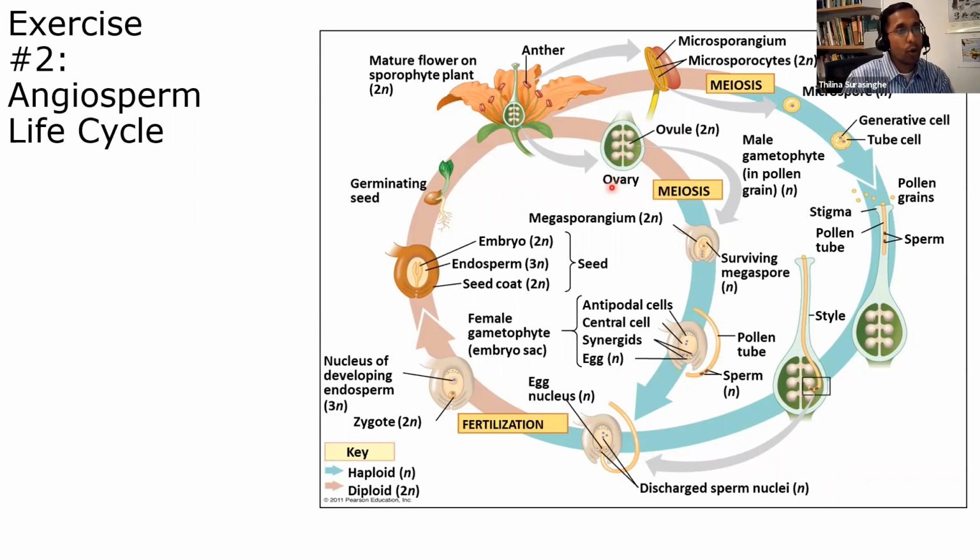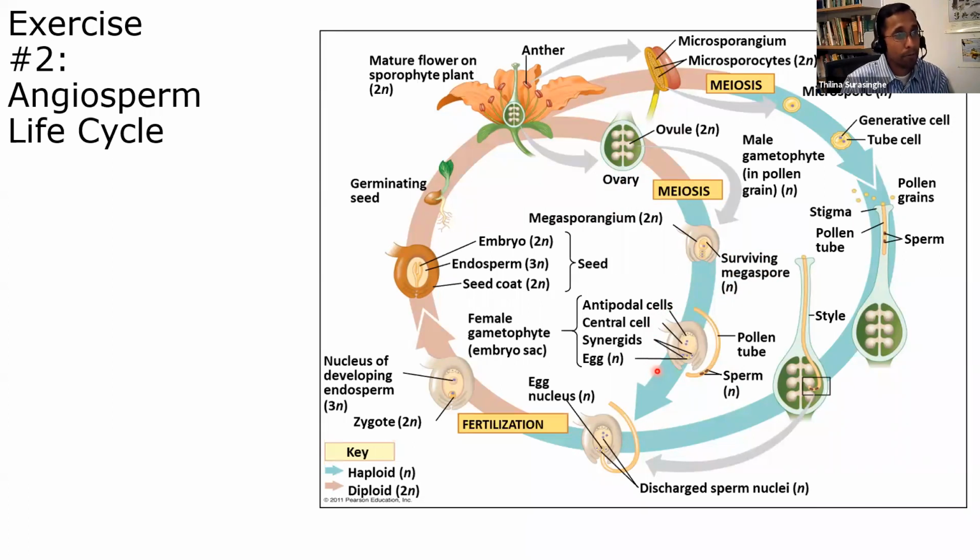So these ovaries undergo meiosis, right, and in the megasporangium produce a single surviving megaspore, right? And then of course, that megaspore develops into the female gametophyte, right?